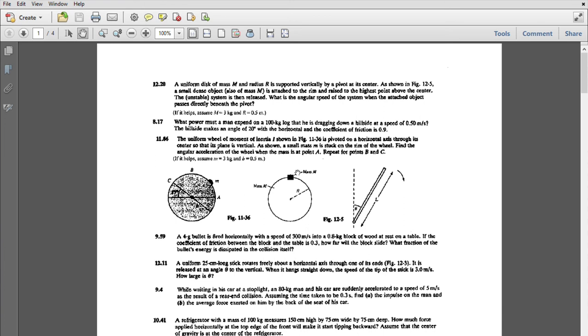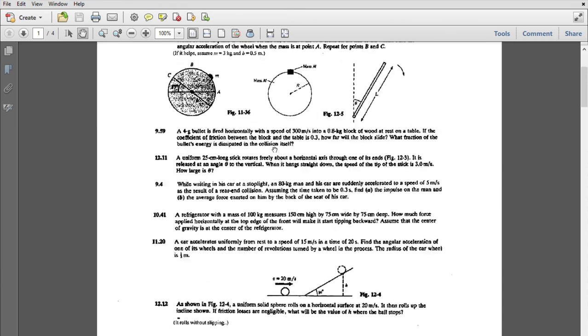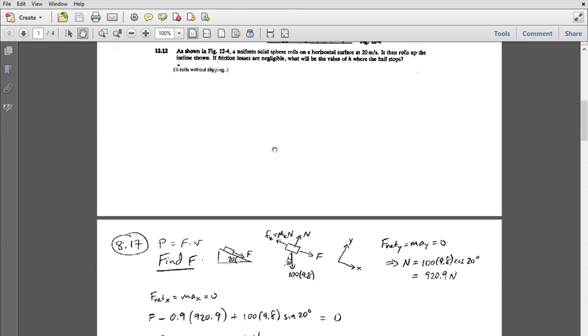So it starts from rest, goes faster and faster and faster, and then we want to know what omega is when that mass is on the bottom and it's zooming past the bottom. And I said here, if it helps, you can assume the mass is 3 kilograms and the radius is 0.5 meters since we're used to doing problems with more numbers in them. Okay, so this sounds like an energy methods problem.